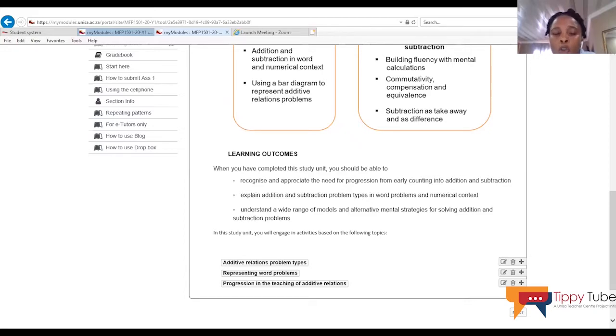Then you upload that on the discussion tool, and the forum is labeled additive relations. Some of you already have responded. We can check quickly how many of you have responded to this activity. It is called additive relations. I think it's number 1, additive relations.